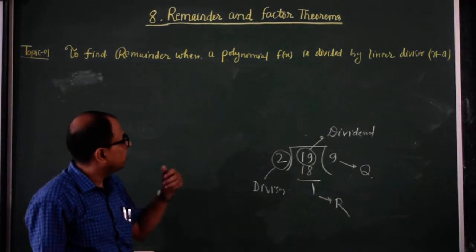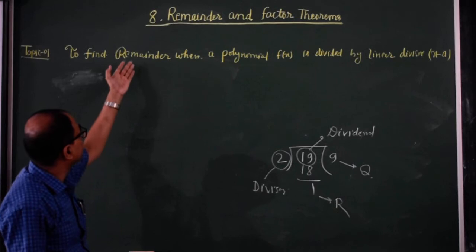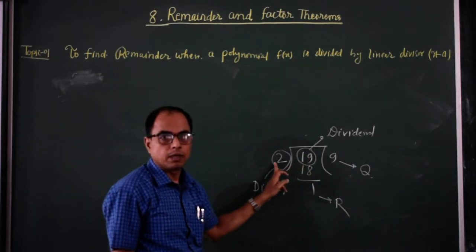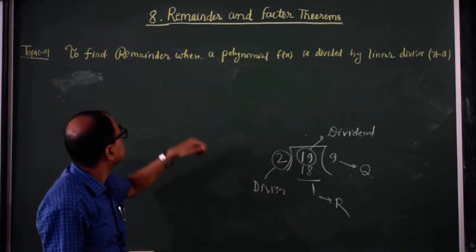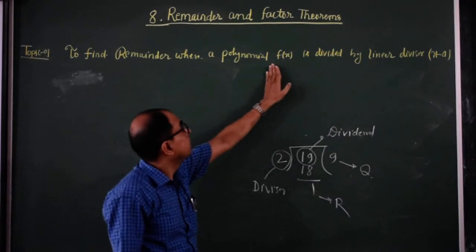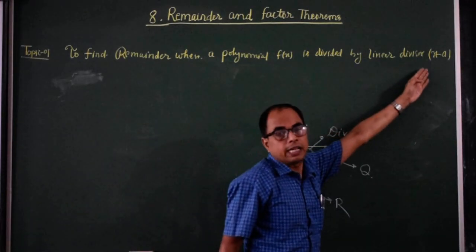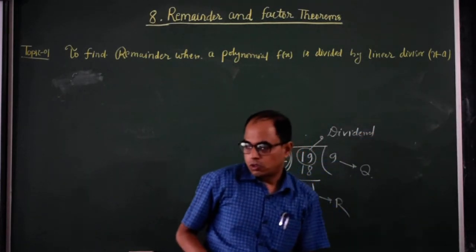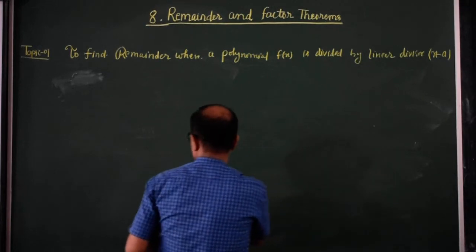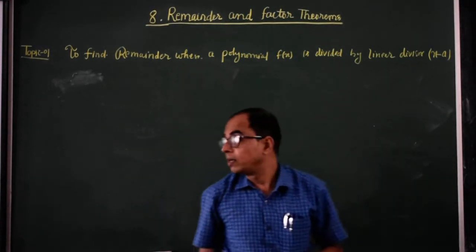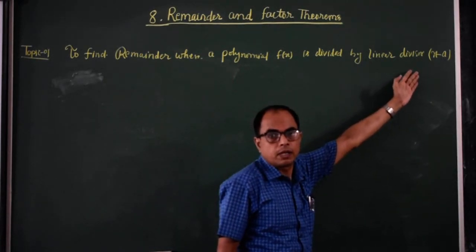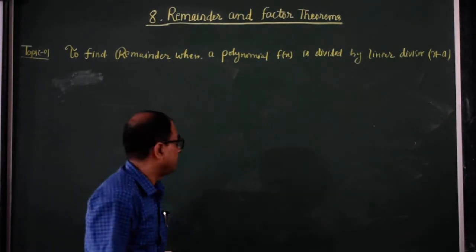So here we are going to discuss how to find the remainder when a polynomial is divided, whereas here a number is divided by a number. In this class we are going to discuss what will be the remainder when any polynomial is divided by a linear divisor x minus k. Clear? So let us write one question. There are several methods to find the remainder when a polynomial is divided by a linear divisor. So I am going to discuss 3 methods.